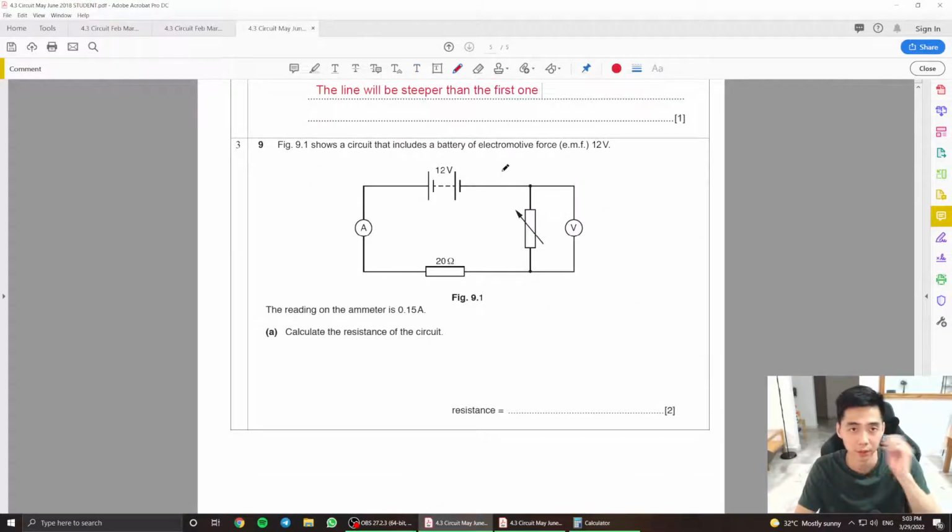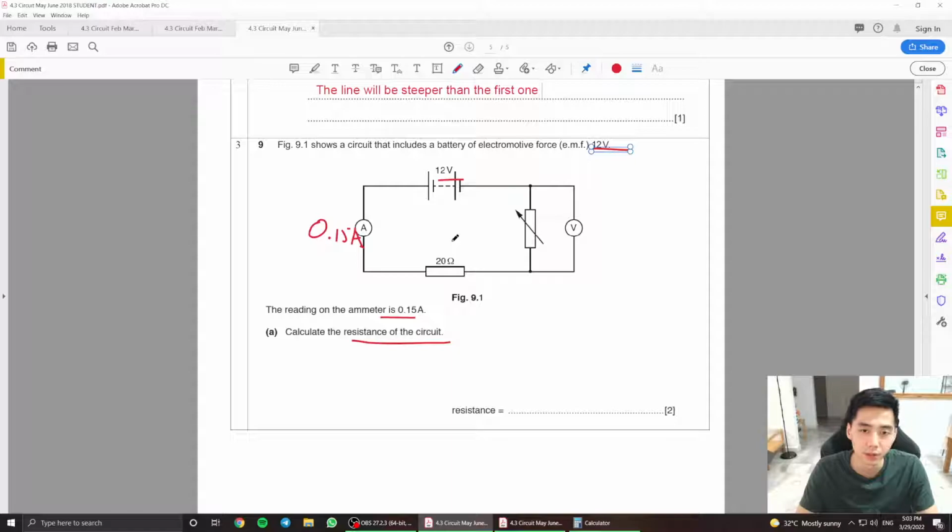Look at the final question here. Figure 9.1 shows a circuit that includes a battery with EMF of 12 volts. The reading on the ammeter is 0.15 amperes. Calculate the resistance in the circuit.